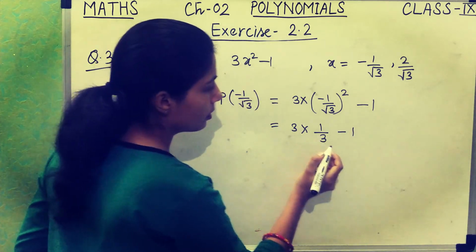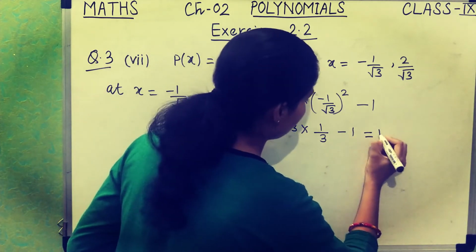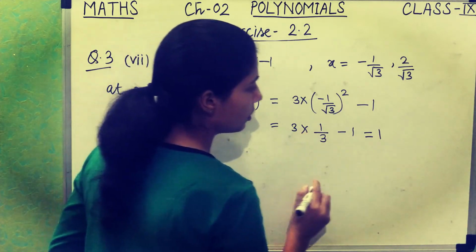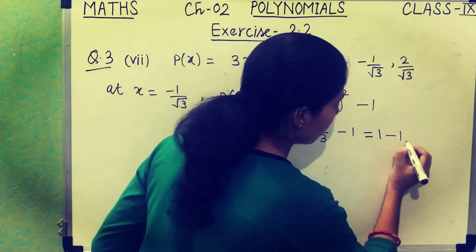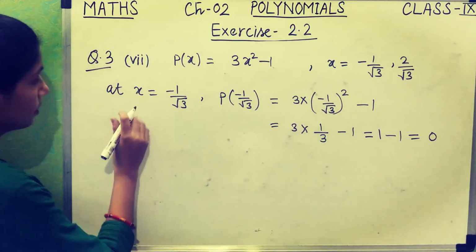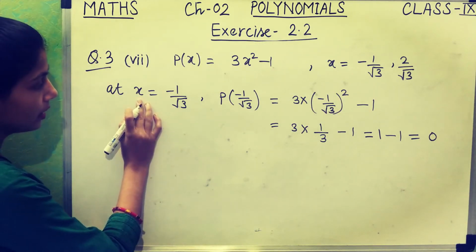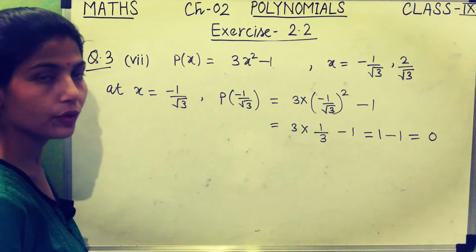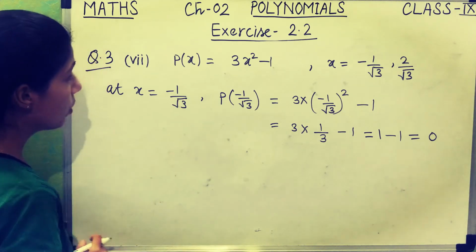Now this 3 will be cancelled with this 3, so it is left with only the numerator part, that is 1 minus 1. So 1 minus 1 is 0. Okay, so yes, of course, x equals to minus 1 upon root 3 is a 0 of this given polynomial.